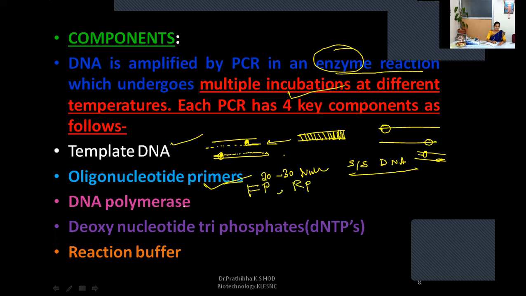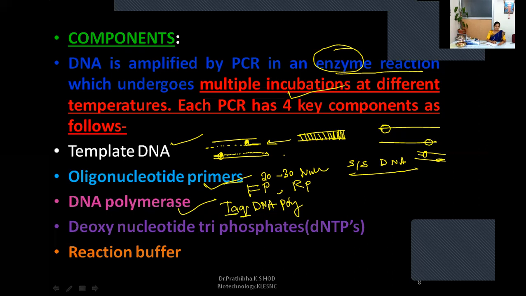Next, coming to the DNA polymerase. Specifically, which enzyme are we using in this PCR? Yes, good. Taq DNA polymerase. The Taq DNA polymerase enzyme is used in this PCR machine to obtain many copies. T is for Thermus, and AQ is for aquaticus.